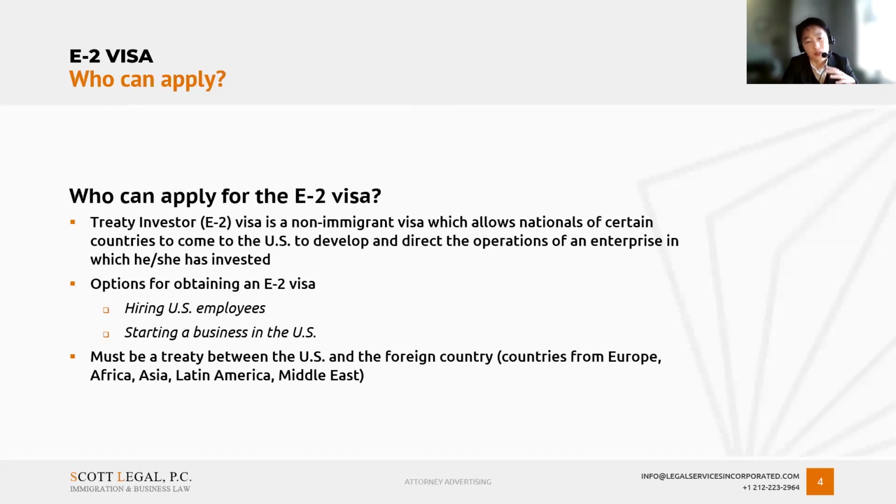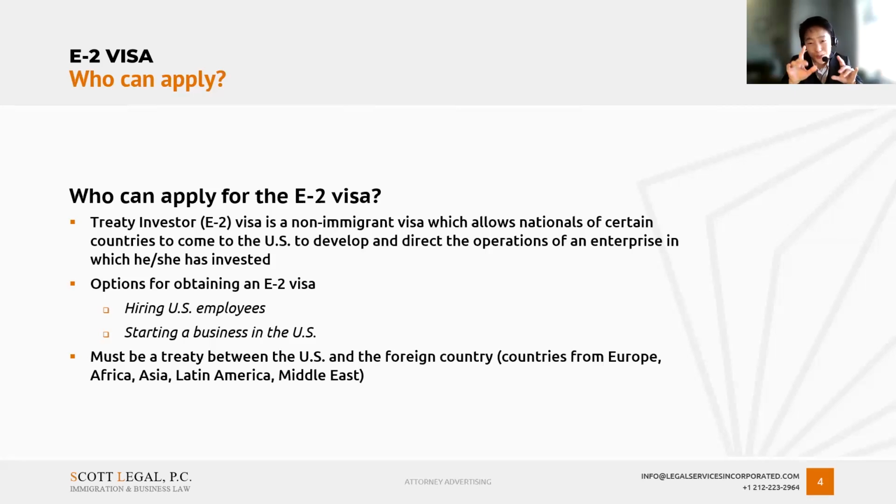All right, so let's go a little bit into the weeds about the details of the requirements. So who can apply for the E2 visa? Now, as I said before, the applicant must be a national of a treaty country. And what does it mean to be a treaty country? It means that there has been an economic treaty to that effect signed between the United States and that particular country.